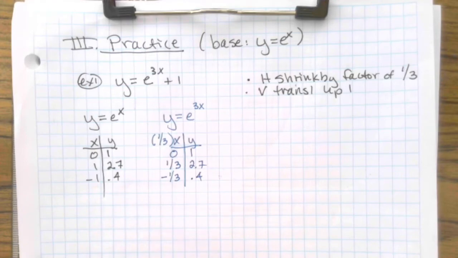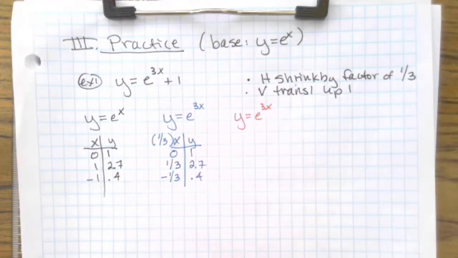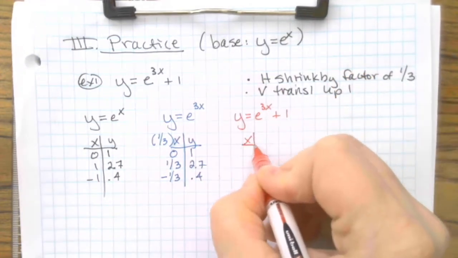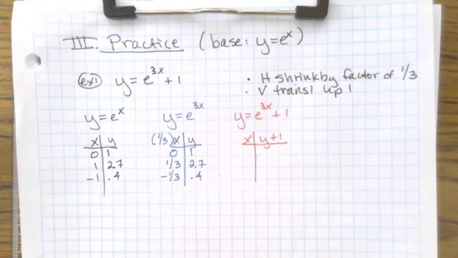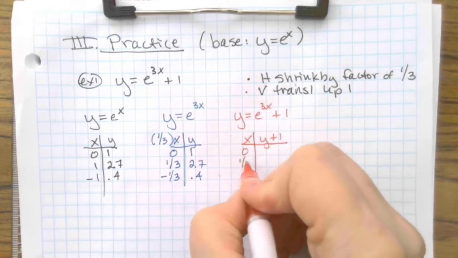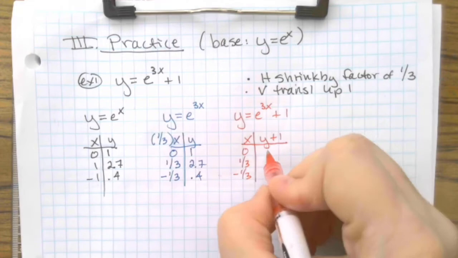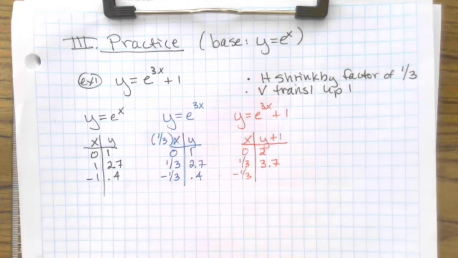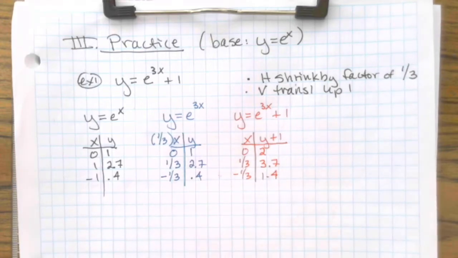Okay, the second transformation is a vertical translation up 1. There's a +1 on the outside. So the x's are going to stay the same, but the y's are all going to gain a 1. So just recopy the x's, 0, 1/3, -1/3, and add 1 to the y's. 1 plus 1 is 2. 2.7 plus 1 is 3.7. 0.4 plus 1 is 1.4. You can see how this is a much better way to do this if you don't have a calculator to get your values.